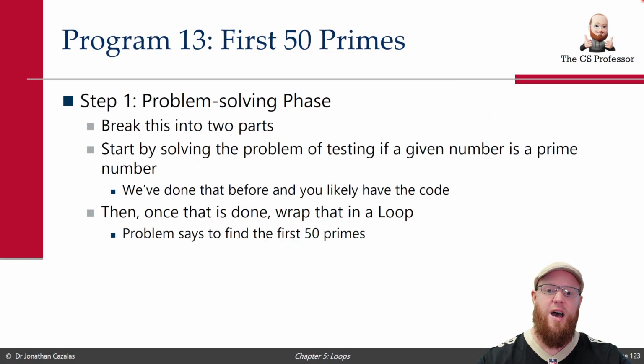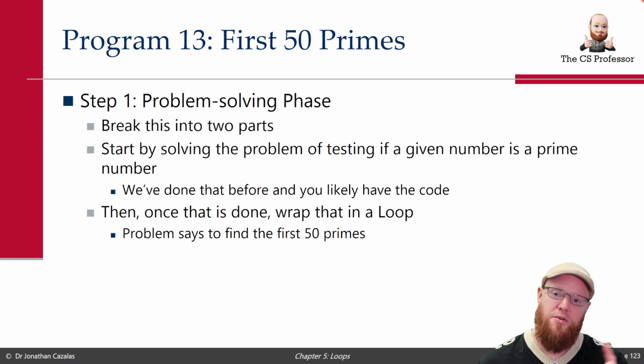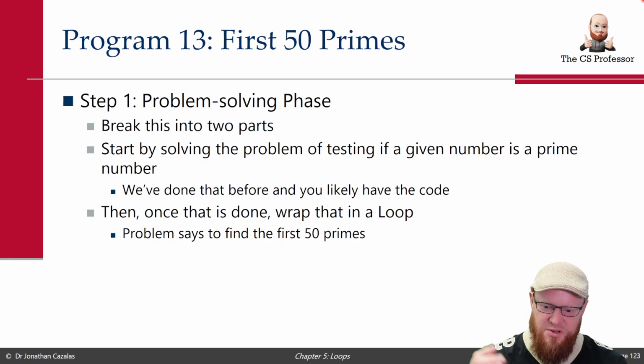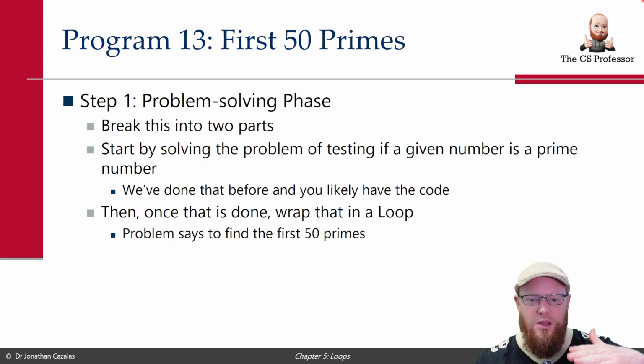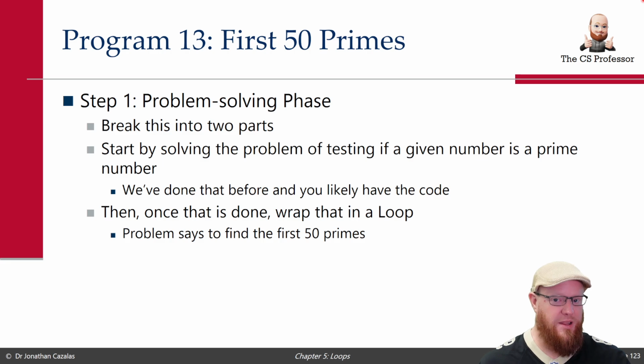So we need to find the first 50 prime numbers. Starting at 2, 2 is prime, 3 is prime, 4 is not, 5 is prime, 6 is not, 7 is prime, that's 4, 8 is not prime, 9 is not prime, 10 is not prime, 11 is prime, that's 5 numbers, 12 is not prime, 13 is a prime number. That's now, what is that, 5 numbers or 6 numbers? So we want to keep doing that. We want to keep checking all of these numbers. How many will we have to check? I don't know. That's going to be a while true loop, or at least a while loop.